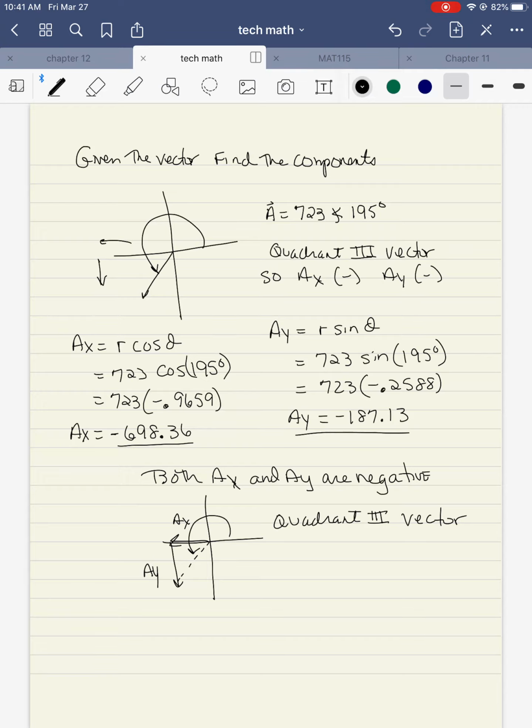So yes, it is negative. It should be negative. AY is R sine theta, so it's going to be 723 times the sine of 195. The sine of 195 is negative 0.2588. Multiply that by 723. I get AY equal to negative 187.13. Both AX and AY are negative. That puts me in quadrant 3. So negative, negative, quadrant 3.